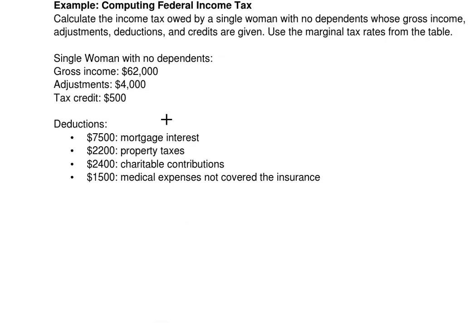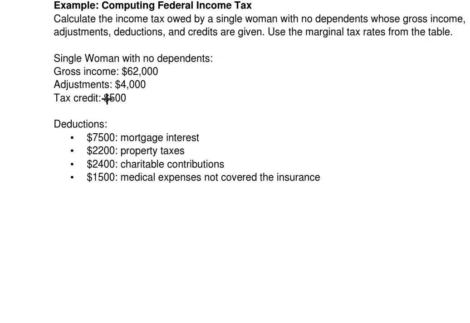Calculate the income tax owed by a single woman with no dependents, so no kids, no elderly parents, whose gross income, adjustments, deductions, and credits are given below. So this time, it looks like we might have to do some computation to figure this stuff out. Use the marginal tax rates from the table. So I guess those are called marginal tax rates. Again, I'm a math teacher. I'm not a business person. I can run the numbers on this. I can solve equations or whatever, but as far as the economics and the terminology, I'm not very familiar with that stuff. So just full disclosure.